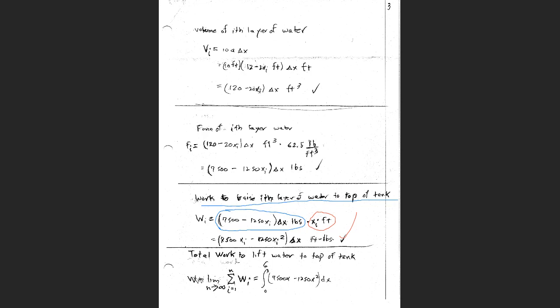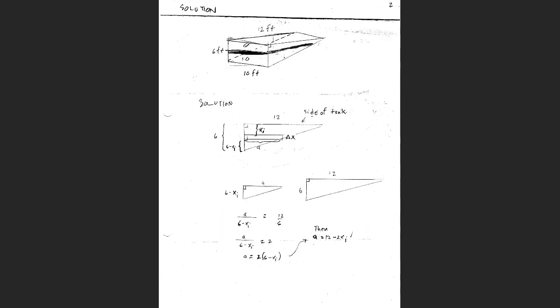All right, good. It's the distance of the ith layer of water to the top of the tank. That is correct. That's what this x sub i stands for. And again, if you look at the picture, that's this xi here, Samuel. Oh, okay, I get it. Thank you.